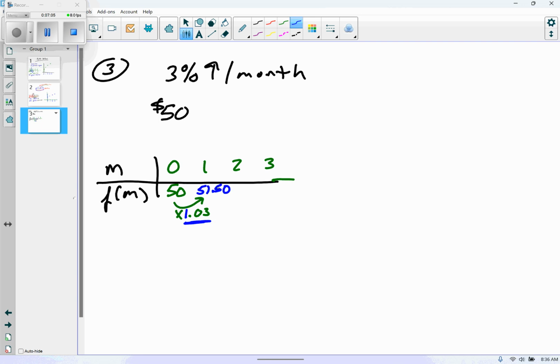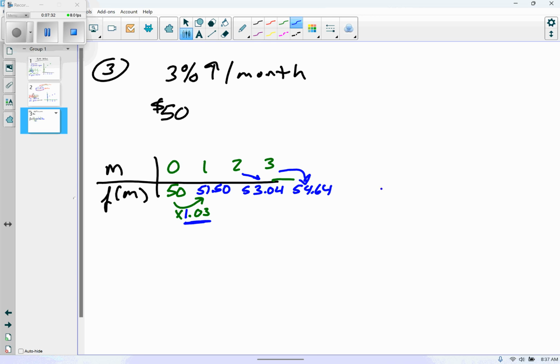I use 2 decimals because it's money. And then I'm going to take that and multiply that by 1.03. And then that's like 53.04. And times that again by 1.03. And then that's going to be, so this is at the second one. The third one is going to be 54.64 rounded up to the nearest penny.